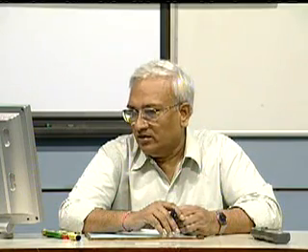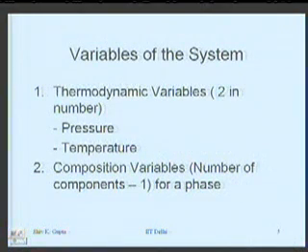Maybe in laboratory you can develop up to 3000 Kelvin easily. Then we have talked about the components, the constituents of the system, the composition of the system. Those are called the composition variables. And if there are more than one phase, I have to define the composition of each one of them. That's what I mean by composition variable.